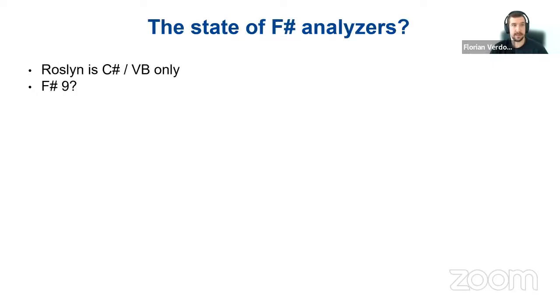In .NET, analyzers currently are the Roslyn analyzers because they are tied to the Roslyn compiler, which is for C# and VB. F# isn't powered by Roslyn, so there's no real story yet for F#. But it pretty much is on the radar, or that's at least what we believe for F# 9. So we'll talk about that a little bit as well.